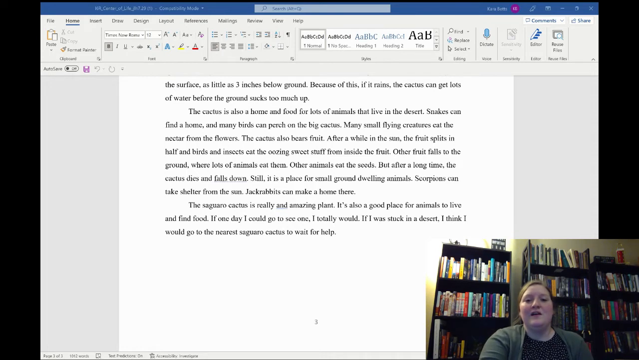So you can see here on the example, again, we're reading about the saguaro cactus. They say the saguaro cactus is really, they have a typo in there. It should be an amazing plant. So it's a simple declarative thesis statement. It's saying it's really an amazing plant, alluding to the fact that there's a lot of great things about it. And then they move on that it's a good place for animals to live and find food. If one day I could go to see one, I totally would. If I was stuck in a desert, I think I would go to the nearest saguaro cactus to wait for help because they're tall. So they're adding a little bit of humor.